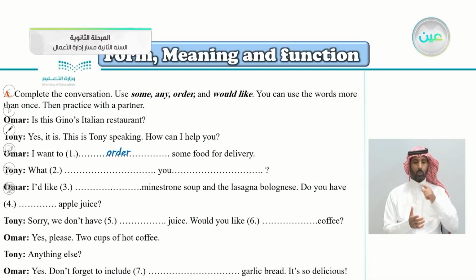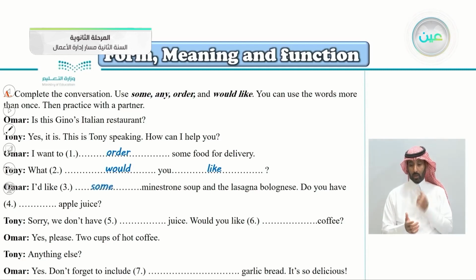Tony: What would you like? So we have two gaps here. What would you like? So you here is in the middle between would and like. Umar: I'd like, so I'd like what here, number 3? I'd like minestrone soup and the lasagna bolognese. So what do we say here? Very good. I'd like some, because this is an affirmative sentence here.